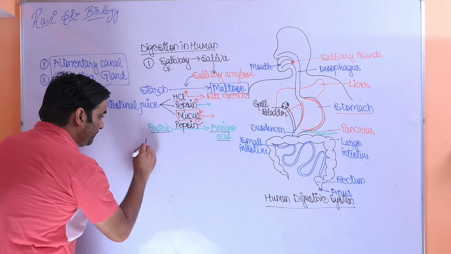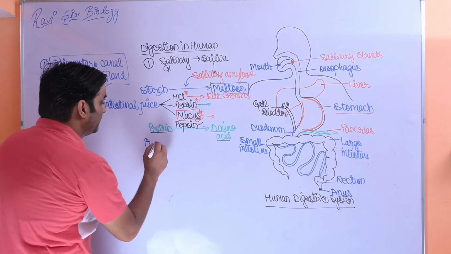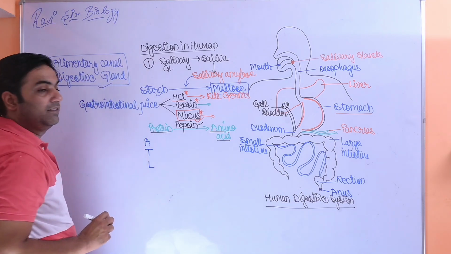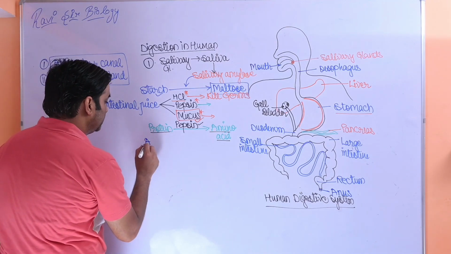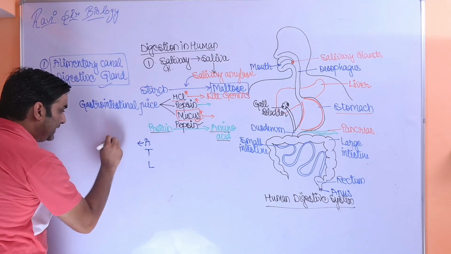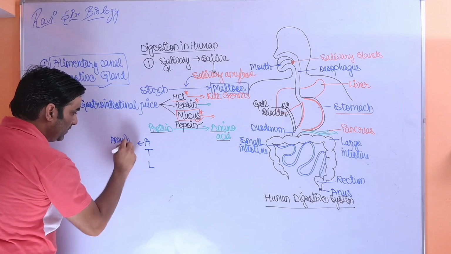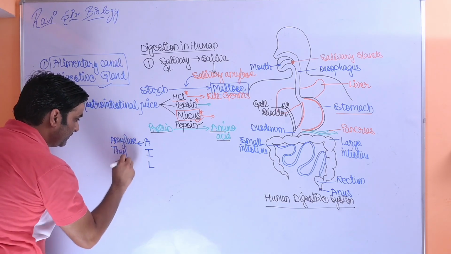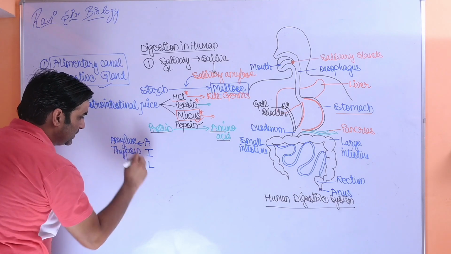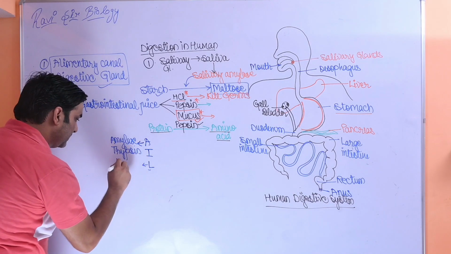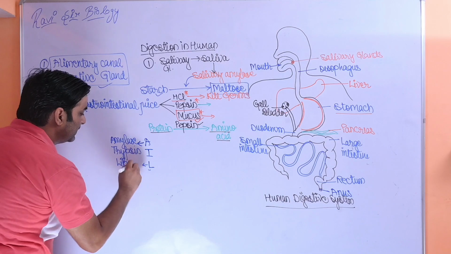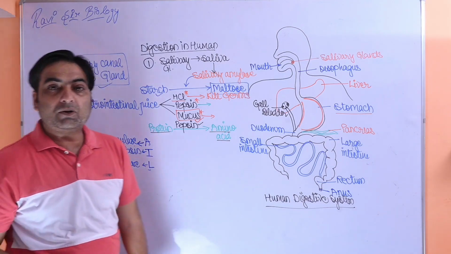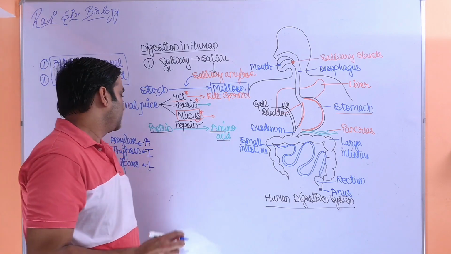The name of the former Prime Minister is Atal, so we can write ATL. This A is for amylase. This T is for trypsin. This L is for lipase. These three secretions are responsible for the further digestion of food.